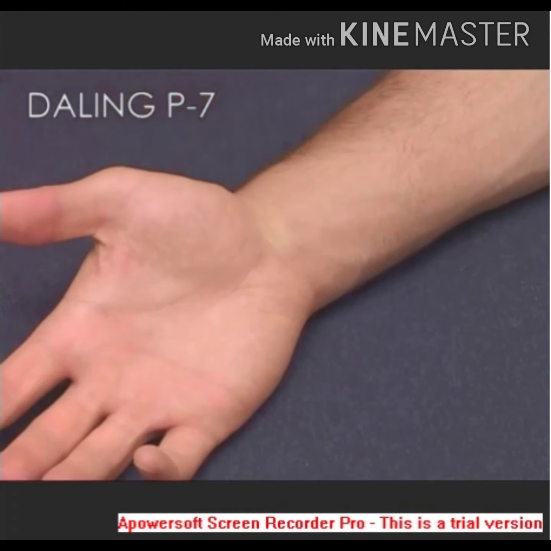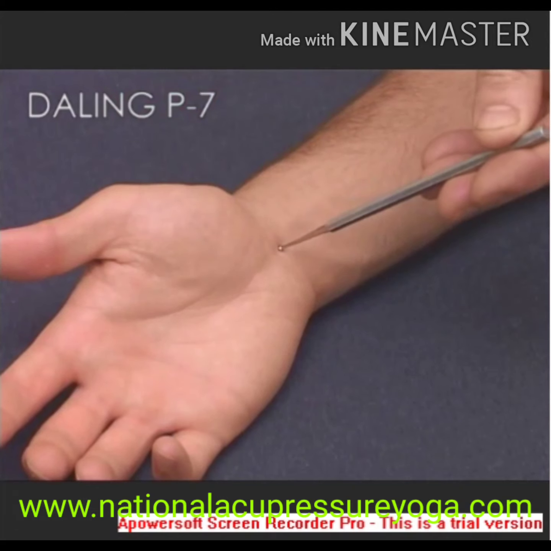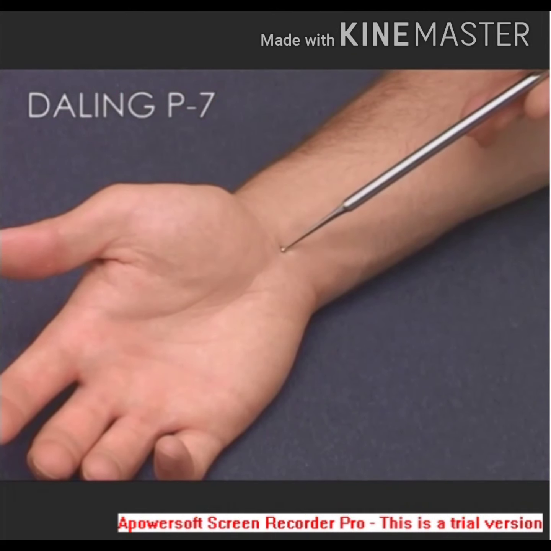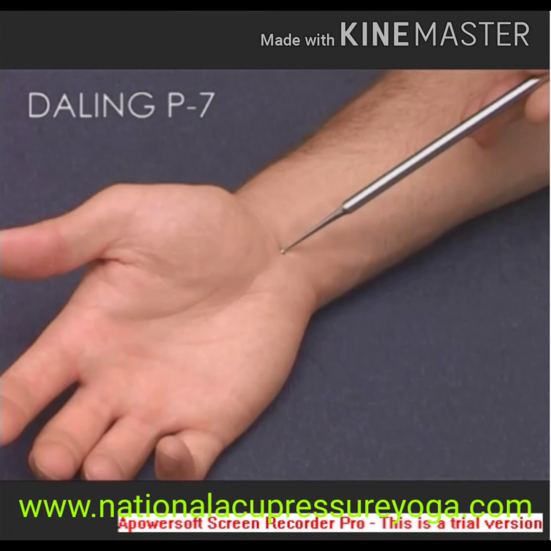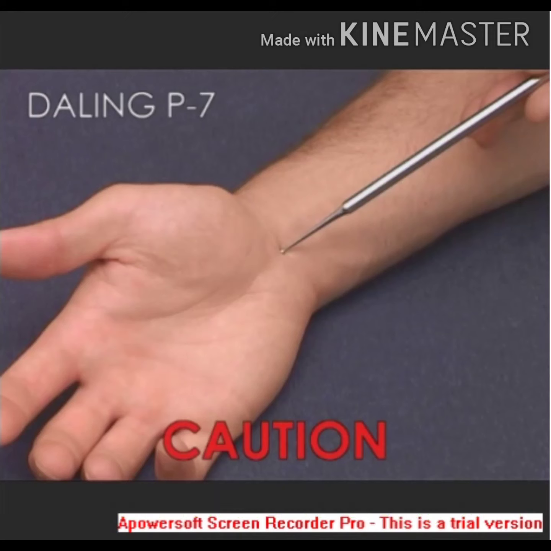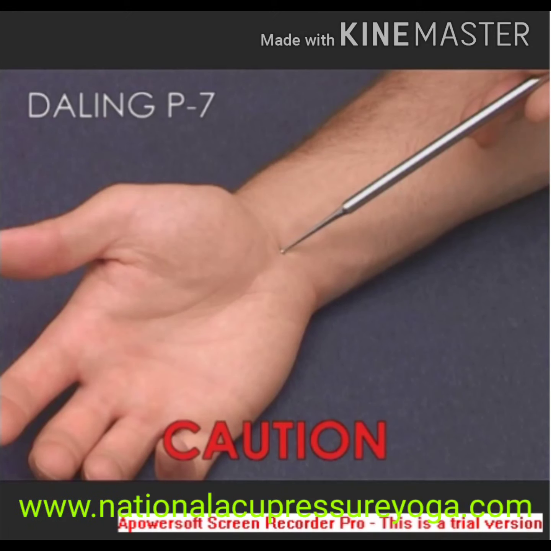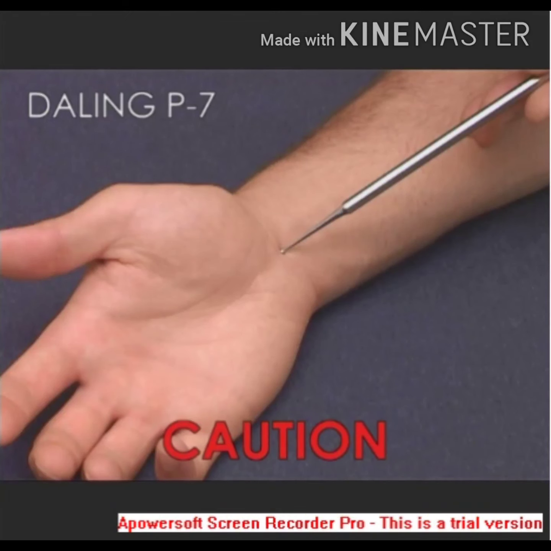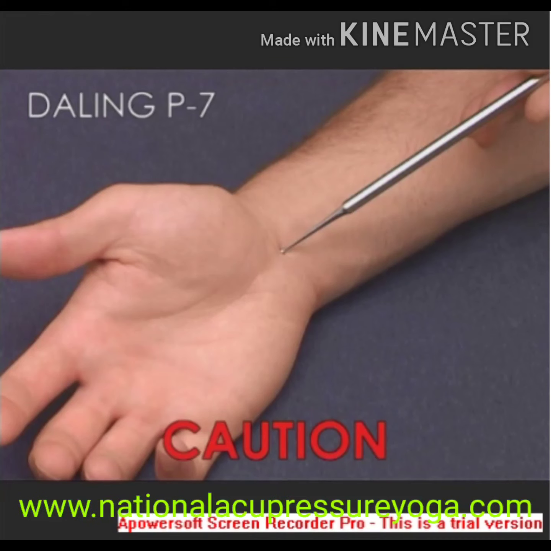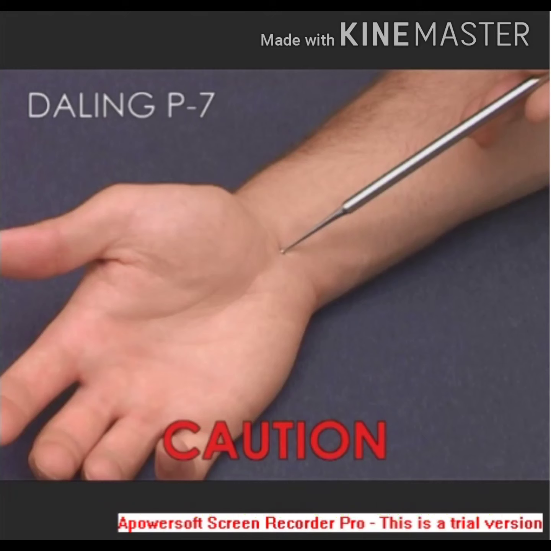1. Perpendicular insertion 0.3 to 0.5 cun. 2. Oblique distal insertion along the carpal tunnel for carpal tunnel syndrome, 0.5 to 1 cun. Caution: the median nerve lies directly under this point, and needling commonly induces a significant electric sensation. This is an acceptable manifestation of De Qi, arrival of qi, but once elicited, further manipulation is inappropriate and may damage the nerve.